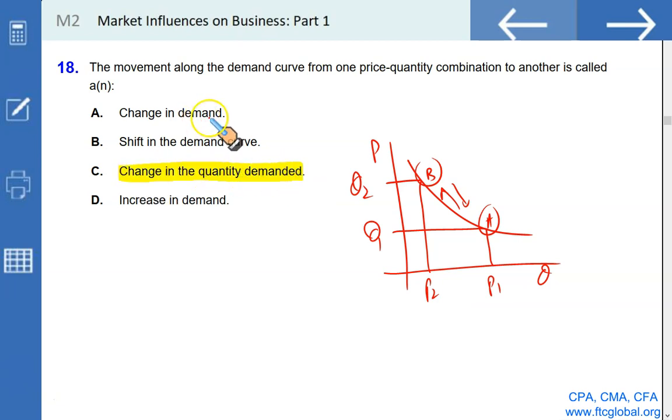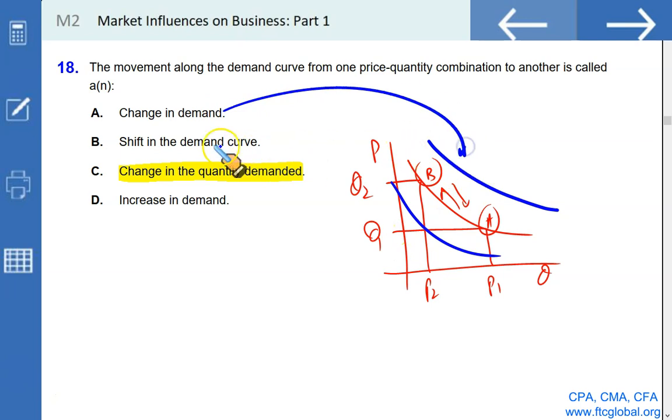What about option A, change in demand? Change in demand would mean the curve going outwards or inwards, sometimes called the shift in demand outwards, inward, or increase in demand. So change in demand, shift in demand, and increase in demand is reflected by the shifting of the demand curve itself.